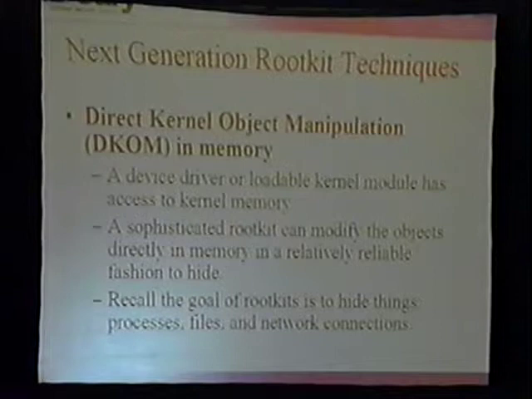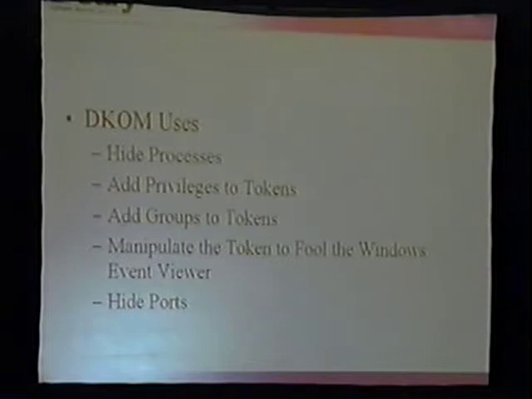Recall that the goal of the rootkit is to hide things, and we'll talk about what you can use DKOM to hide. You can't use DKOM for every application of a rootkit. If you want to hide something on the file system, DKOM is not the way to go, because there's not an object in memory representing every single file on disk. Obviously, that's contained in the disk directory structure. I'm sure there are other examples, but you can use it for most of the accounting mechanisms within the kernel.